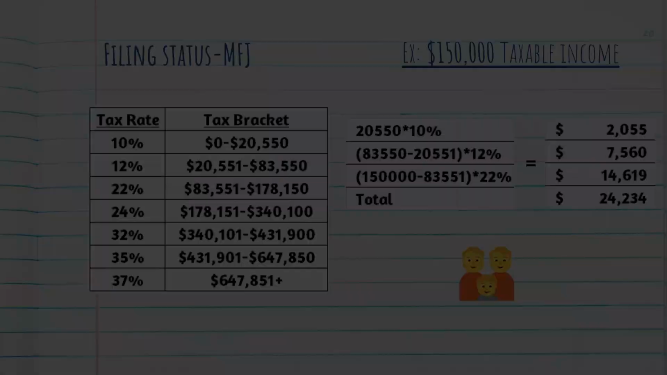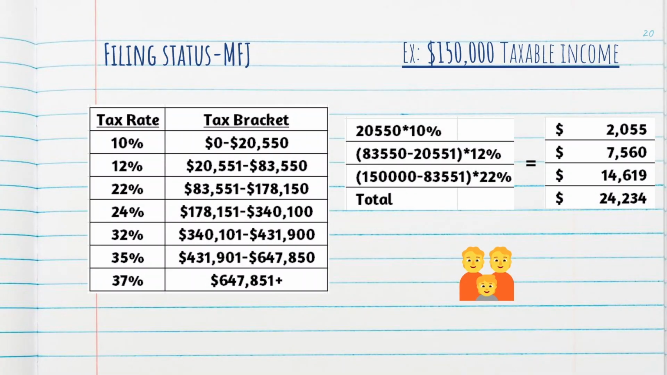So let's look at another example. In this example, we have a filing status of married filing jointly. And so this is a married couple, and their taxable income is $150,000. So again, we know that the $150,000 is going to fall in that third tax bracket at 22%. So all of their income that falls in the 10% tax bracket up to the $20,550 will be taxed at 10% to give us $2,055 of tax liability.